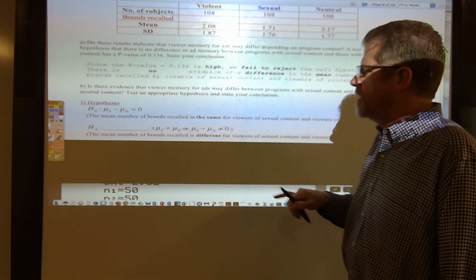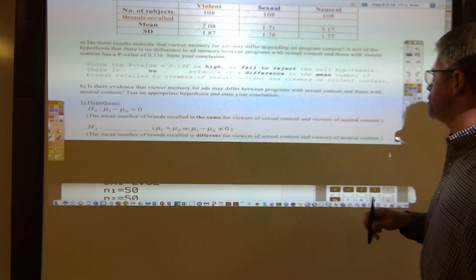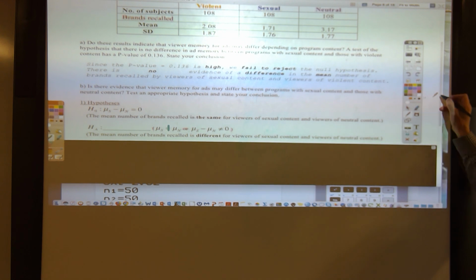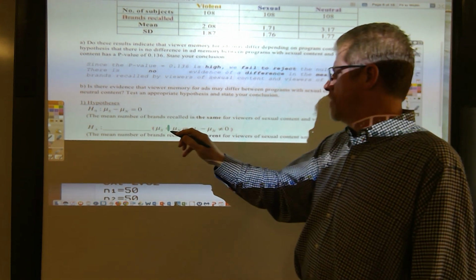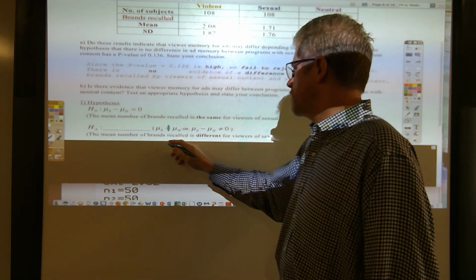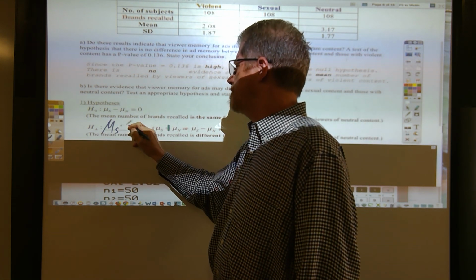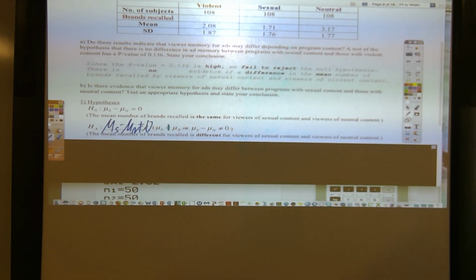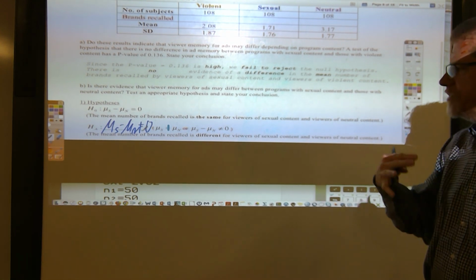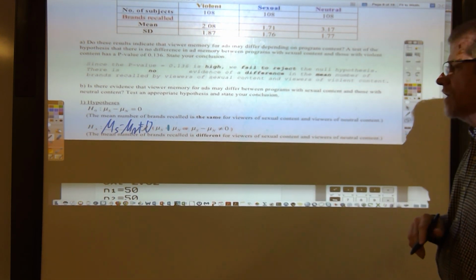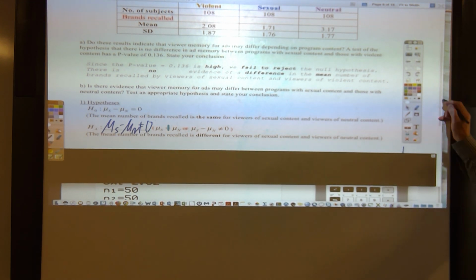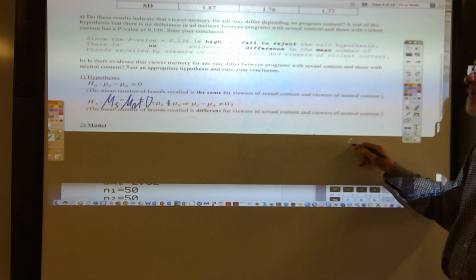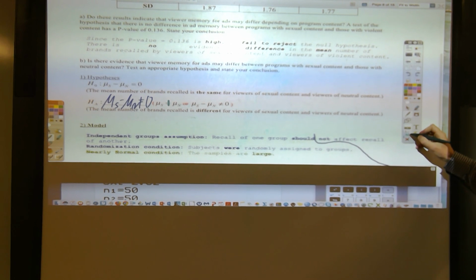The way we're going to write this is with does not equal 0, so it's a two-tailed test. Mu sub sexual minus mu sub neutral does not equal 0. There's reason to believe that it would be less than 0, and we could just go with plain less than 0, but this is more conservative. It's the industry standard to do a two-tailed test. A two-tailed test is harder to pass. It's harder to get a result of statistical significance.